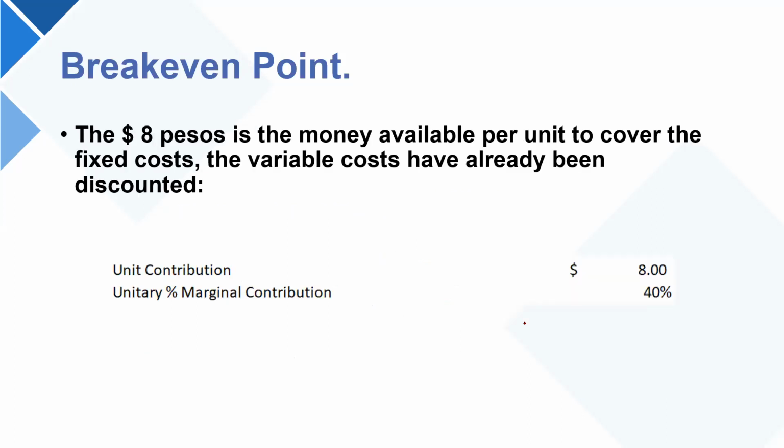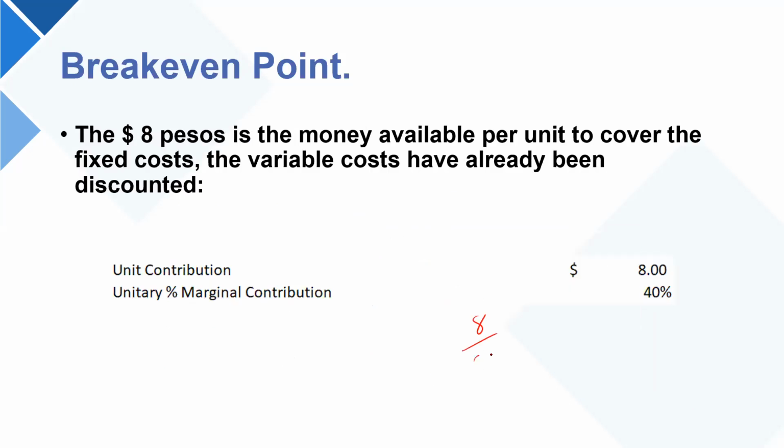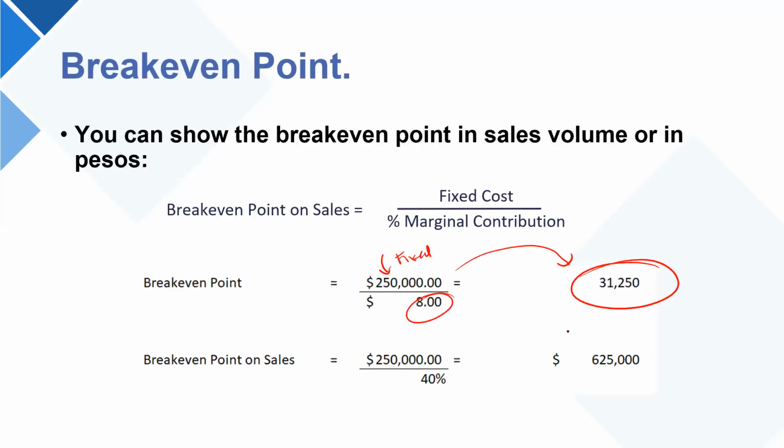If I take it as a percentage, that is, if I take the 8 pesos and divide it by 20, that's the percentage contribution margin. I can also get the number in sales. So I can tell my ice cream friend that he needs to sell 31,250 units of ice cream or reach 625,000 in sales in pesos at that price and at that value of variable cost to cover his fixed costs.